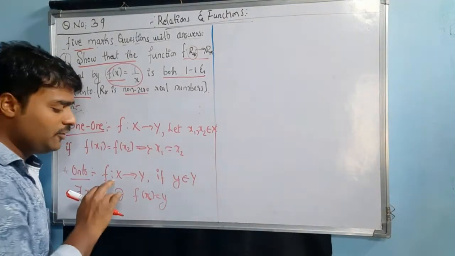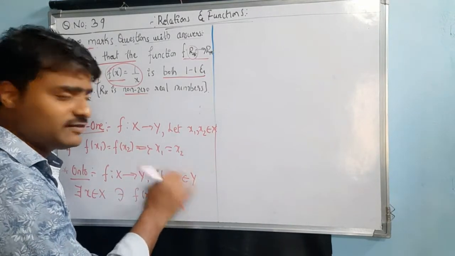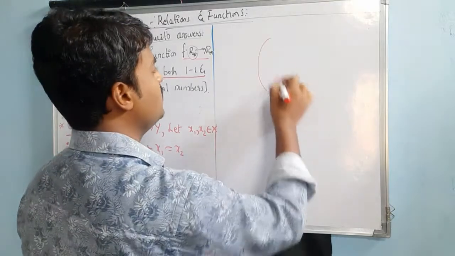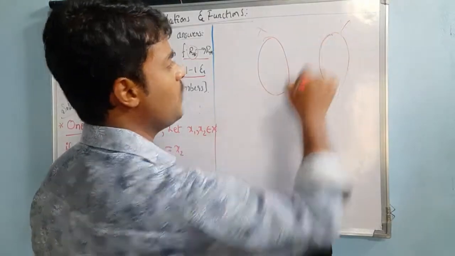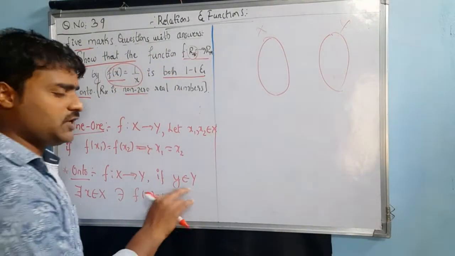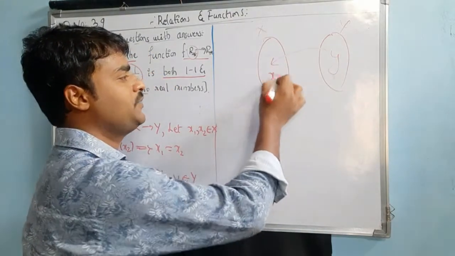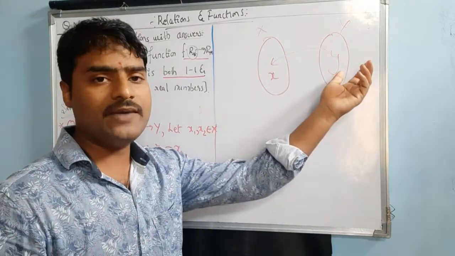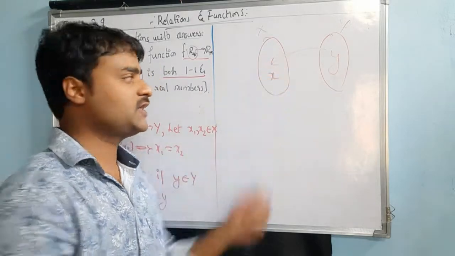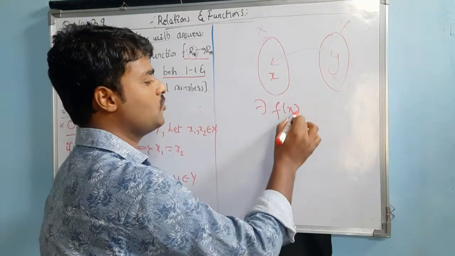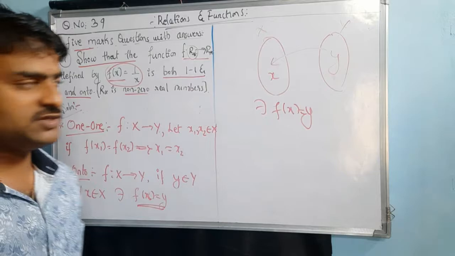So next, onto function. Onto means, if you are defining the function from X to Y, this is X and this is Y. If I choose a y in Y, it should have a pre-image x. The pre-image must exist, that is, x must exist such that f of x equal to y. This is the definition of onto.